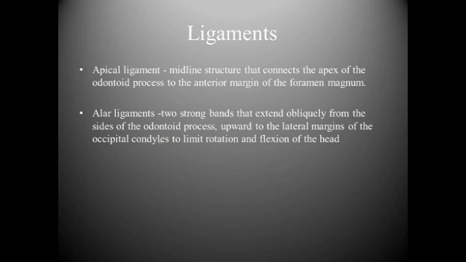We have the apical ligament, which is the midline structure that connects the apex of the odontoid process to the anterior margin of the foramen magnum. So this is going to be in C1, and very important to hold everything together. The alar ligaments are 2 strong bands that extend obliquely from the sides of the odontoid process upward to the lateral margins of the occipital condyles to limit rotation and flexion of the head.